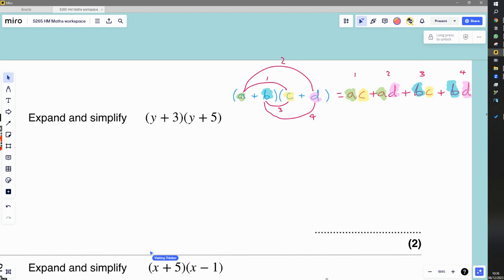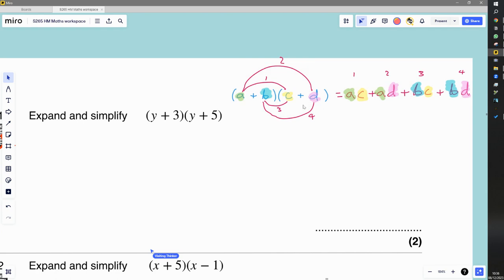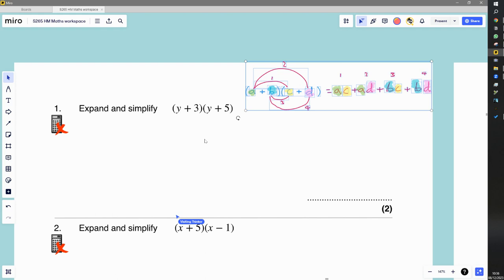And the first term is going to be a times c, which will give us ac. The second term is a times d, which will give us ad. Third term, b times c. And the fourth term, b times d. This is a guide to use, okay? Don't confuse it too much with what we're going to do here. There is a potential to make this confuse things more, but I'm hoping that won't be the case.